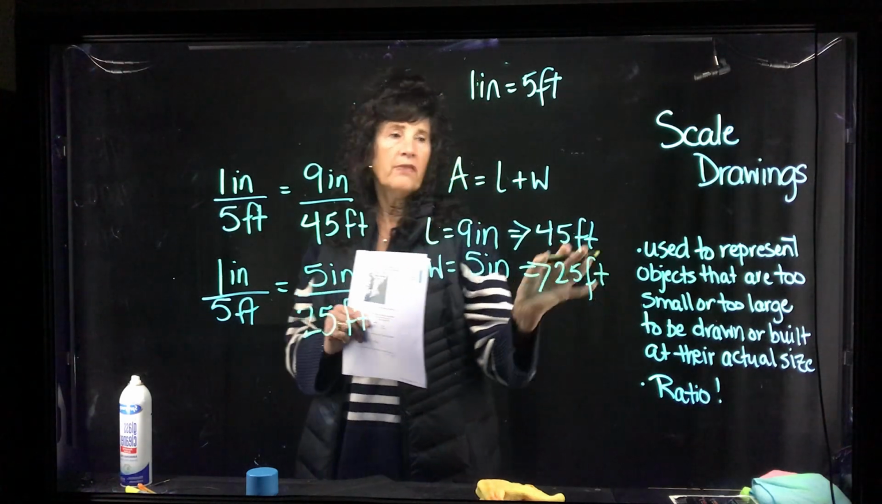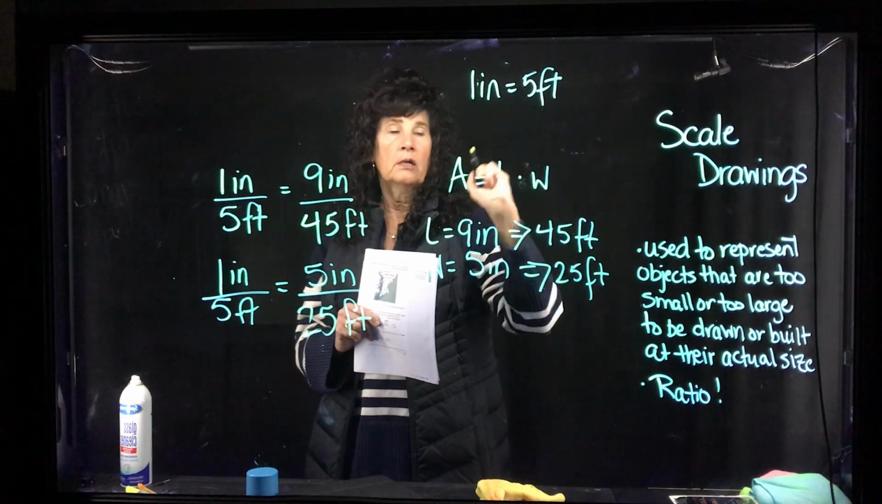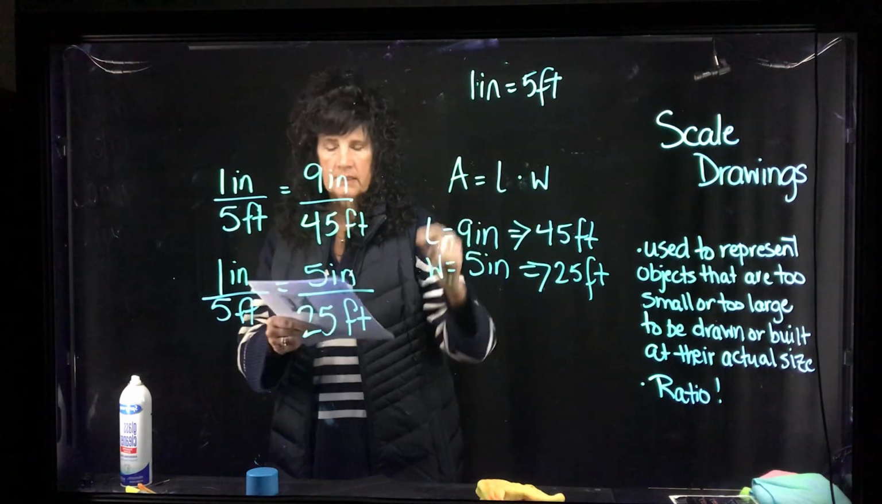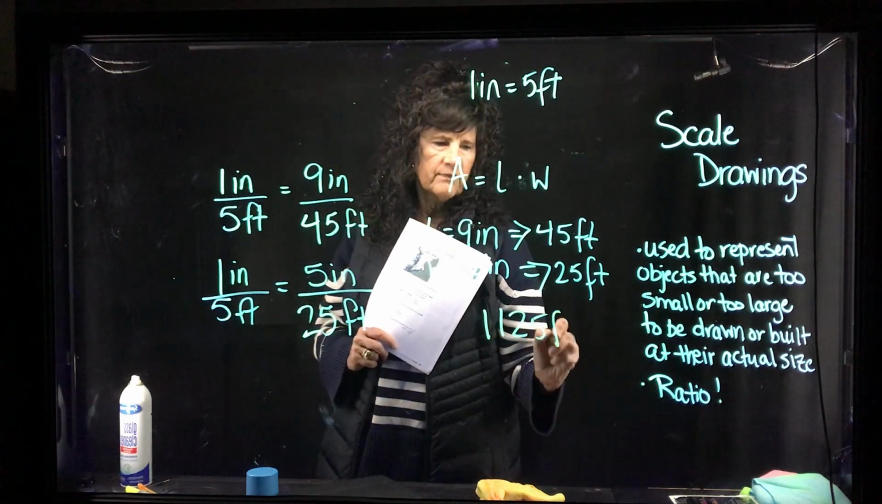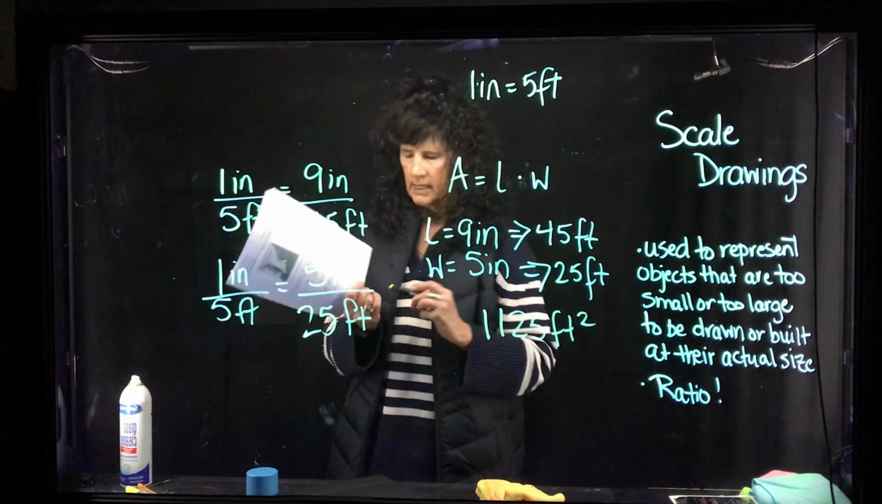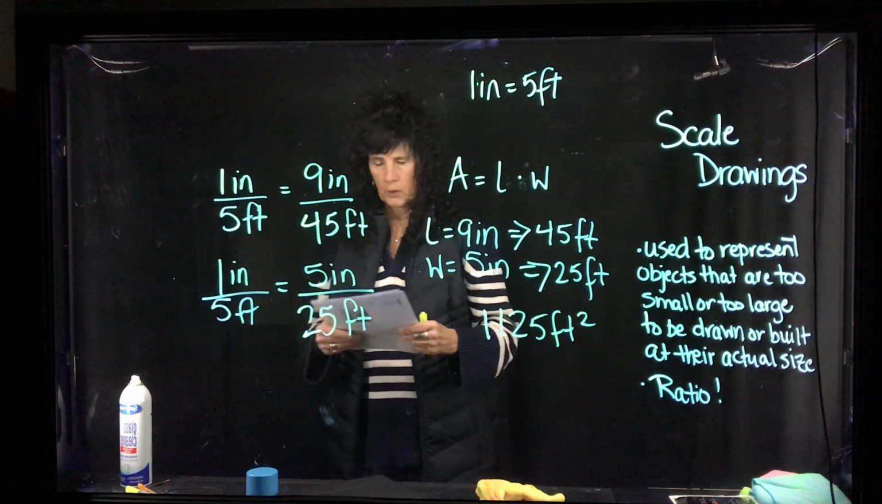And if I multiply them together, because I know length times, oh, I put a plus. Sorry about that. Length times width is equal to area. I got 1,125 feet squared as the area of the actual kitchen represented by this drawing, okay?